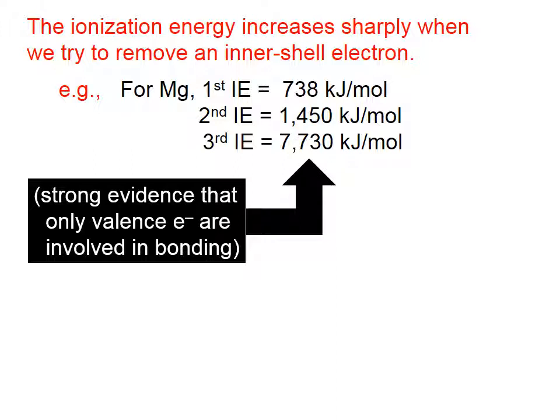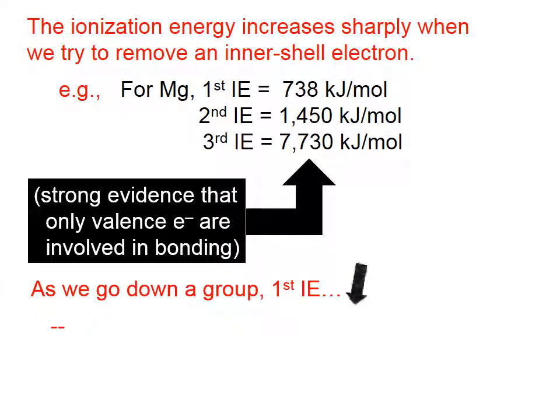This is very strong evidence that in the case of magnesium specifically, and in the case of all other elements generally, only the valence electrons are involved in bonding. The energy price that must be paid if the core or kernel electrons are involved in chemical bonding is simply too high. Now, as we go down a group, the first ionization energy decreases.